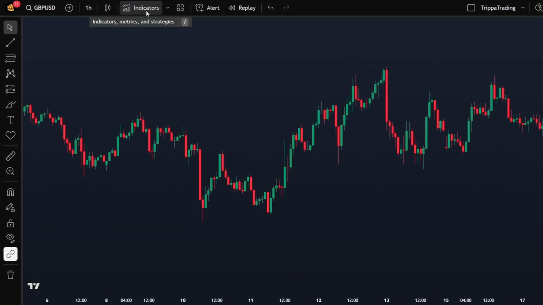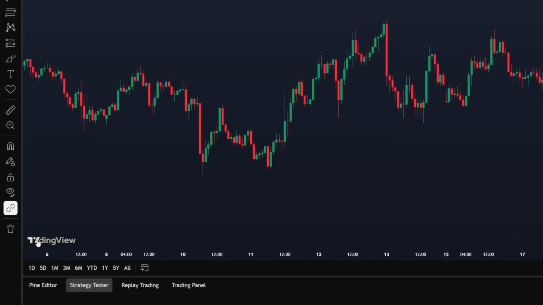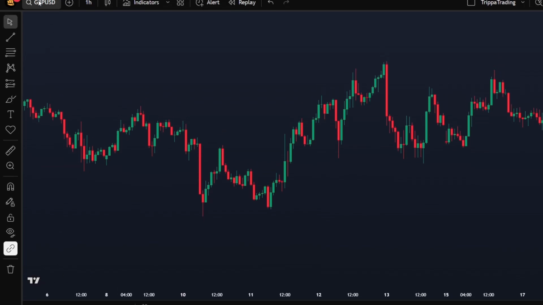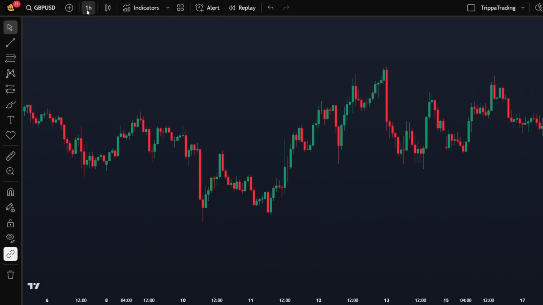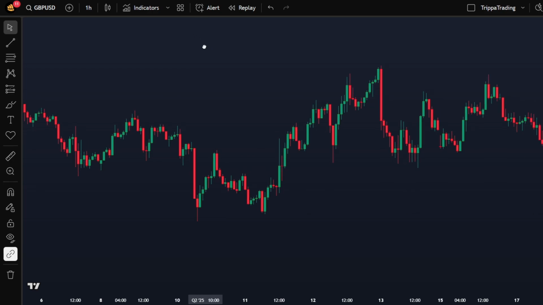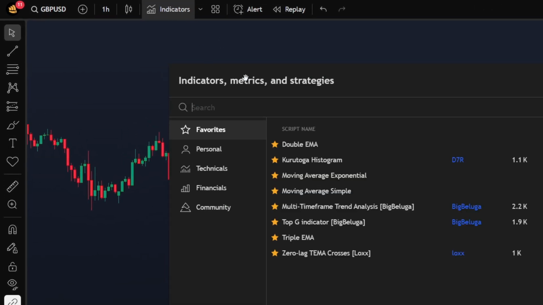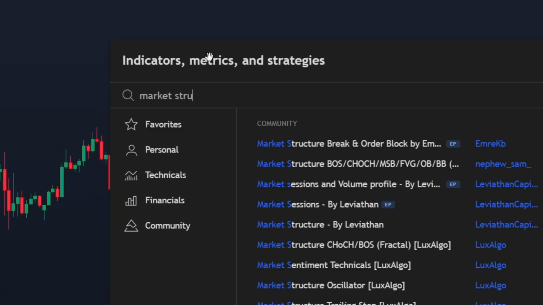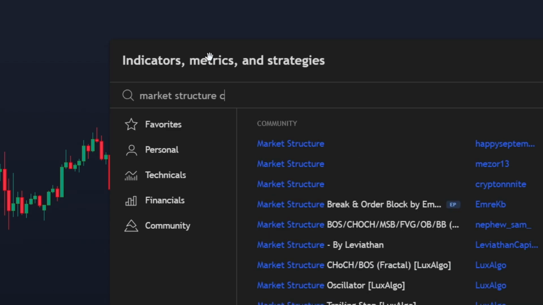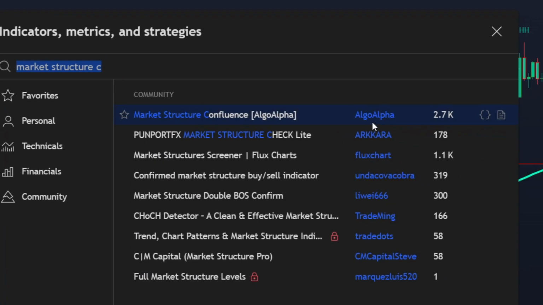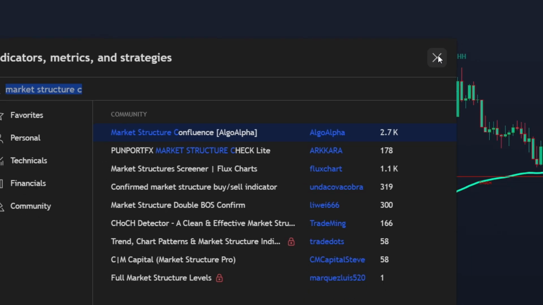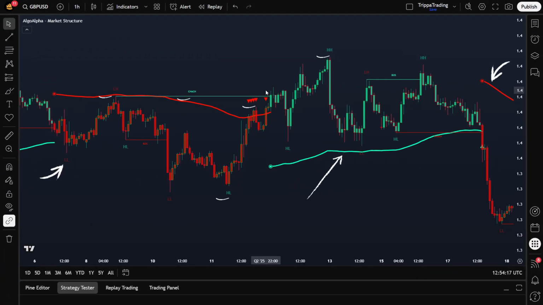First, let's get the indicator on the chart. Head to TradingView. I'm going to be using this to explain. I will be using GBP USD trading chart on a 1-hour time frame. To add the indicator, click on Indicators and search for Market Structure Confluence. You're looking for the one created by Algo Alpha. Add it to your trading chart. It's going to automatically overlay price with some key structural labels, trend shift signals, and support/resistance zones.